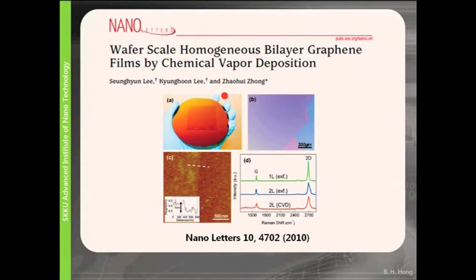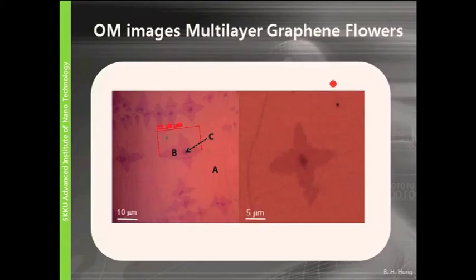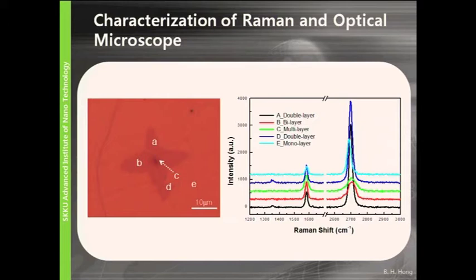In this paper, it is shown that a wafer-scale homogeneous bilayer graphene film can be synthesized by chemical vapor deposition. But based on my experience, I doubt this result, because sometimes we see multilayer graphene flowers grown on top of or under the monolayer graphene, and their alignment is not single crystalline. If we observe the Raman spectra, although the optical contrast indicates the flower shape is a kind of bilayer, their Raman spectra are quite different.